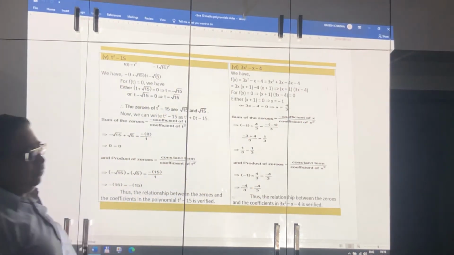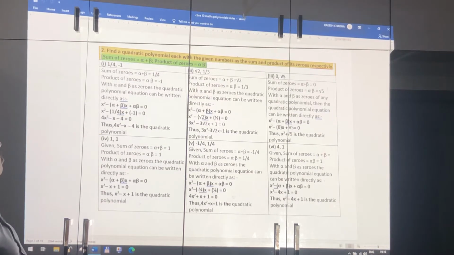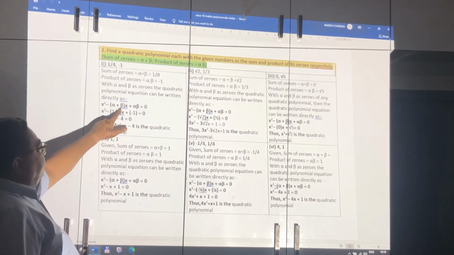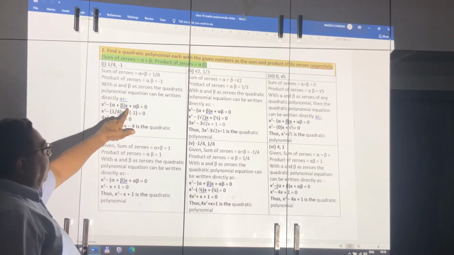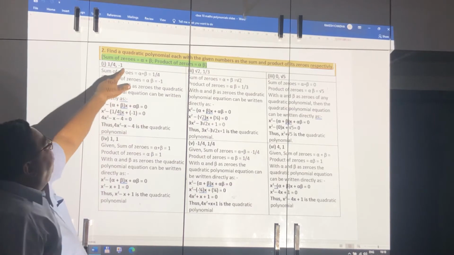Let's see next. Second sum, we have to find an equation. We will make the equation. I remind you once again, my friends: x square minus alpha, sum of the roots, multiplied by x plus product of the roots. Don't forget. Roots are given.